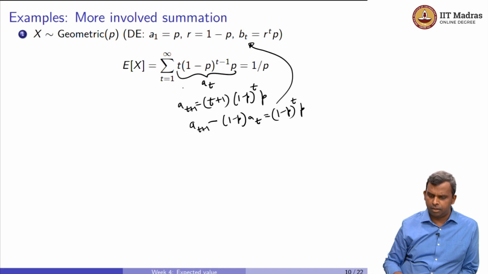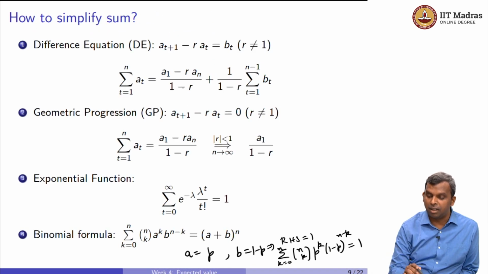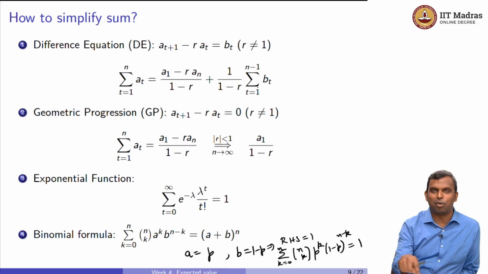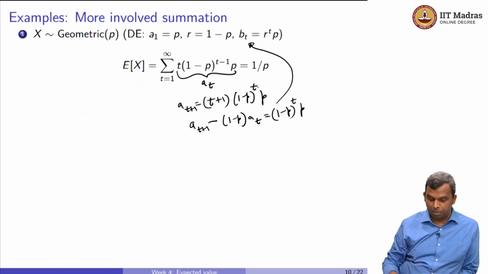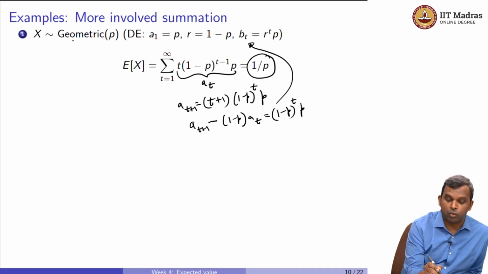Did I get it right? No, it's not a1 by 1 minus r, I'm sorry, it's a1 by 1 minus r plus 1 by (1 minus r) into the summation of b_t. You have to do some work here. I plugged in the wrong formula, I need to plug in the difference equation. You do that and tend n to infinity, you will get 1 by p. This 1 by p is very important. So expected value of geometric is 1 by p.